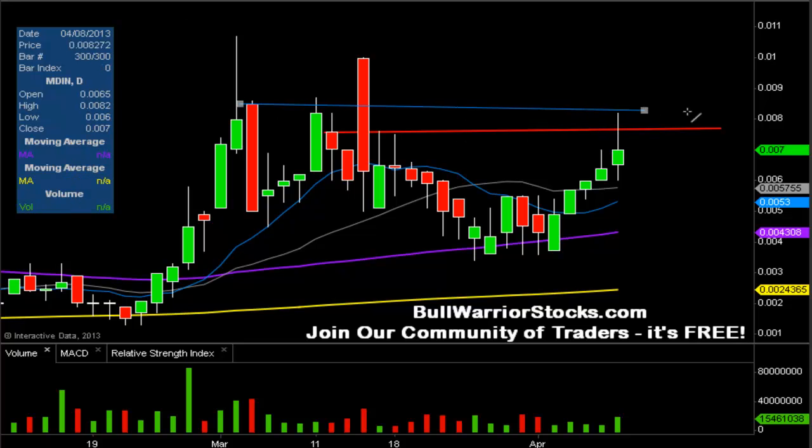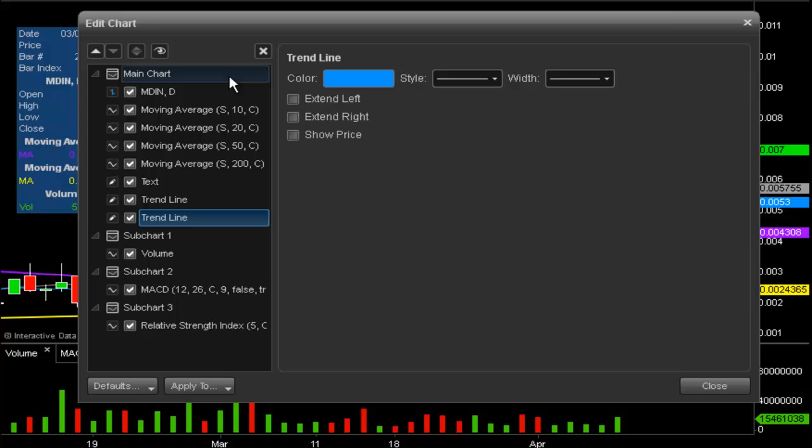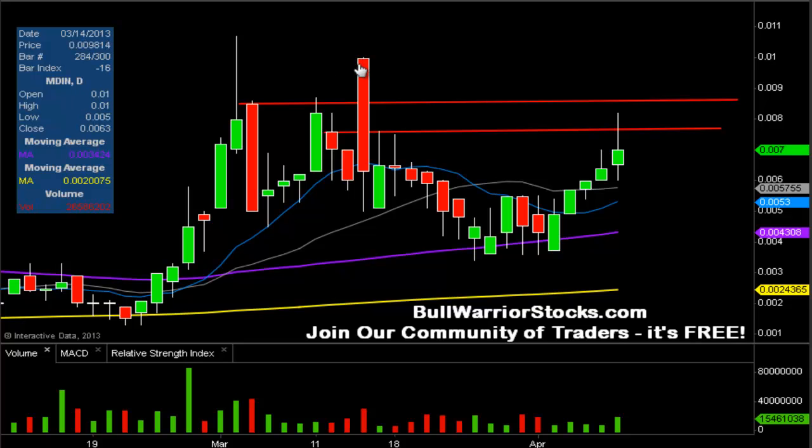Next level, right up here, and that comes from, you can see this area knocked it down and that area knocked it down. We'll call that 0085. So that'll be the next level of resistance. And then after that, just looking at the previous highs up here, right around a penny. So it's definitely putting more and more supports below it and fewer resistances in front of it.